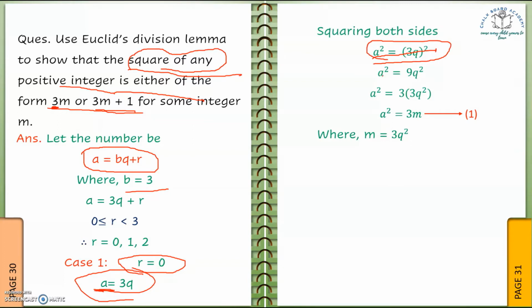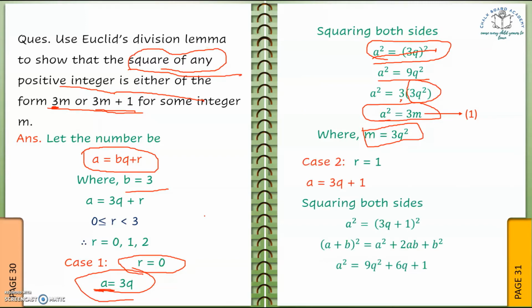We did squaring both sides. So a square is equal to 9q square, because we were supposed to represent it in the form of 3m. Now we have taken 3 common and the left over is 3q square, which we have taken as m. So here m is equal to 3q square. So a square is equal to 3m. So we can say that the square of any positive number can be 3m.